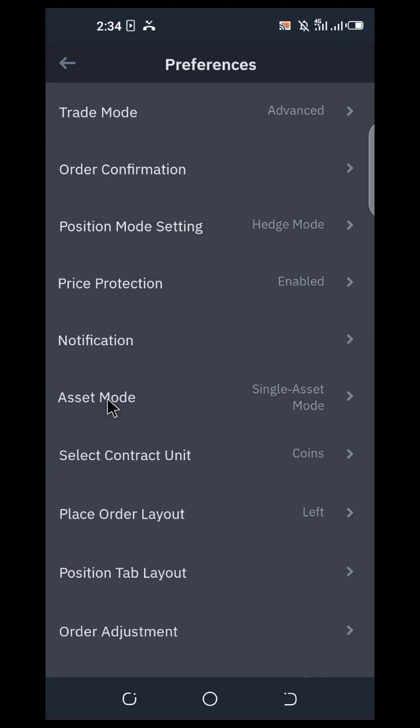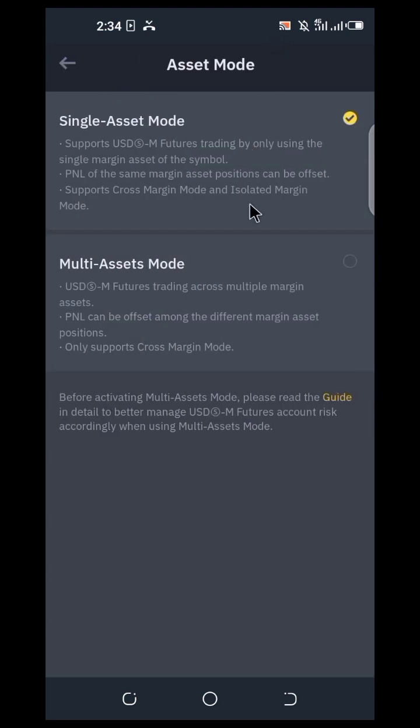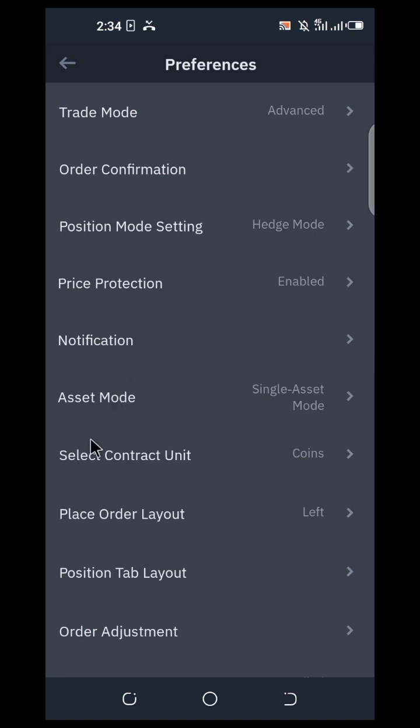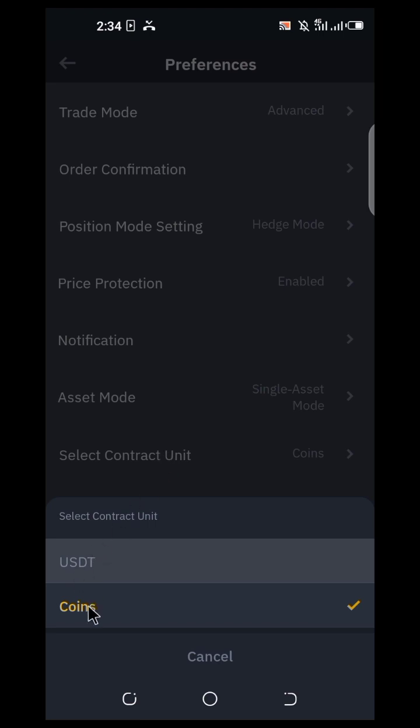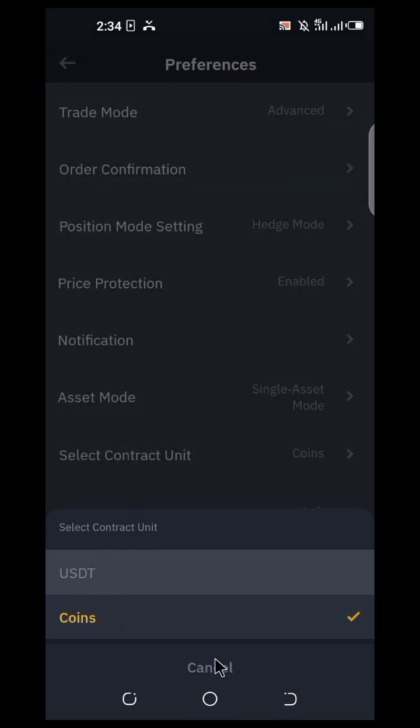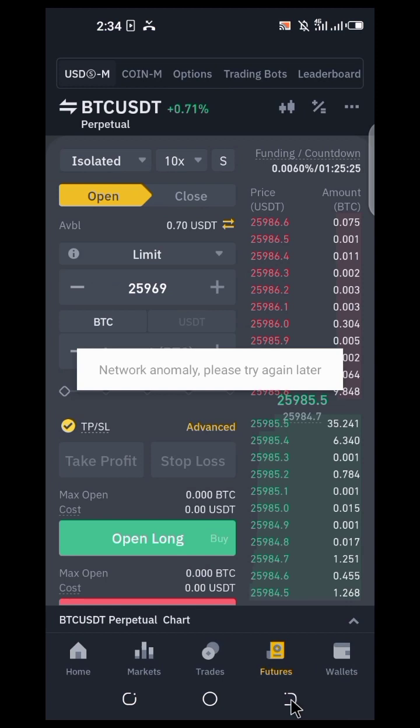Then we have the asset mode. With the asset mode, I've already explained that, so I'm not going to be explaining this again. And then we also have the select contract unit. Okay, so this one is also very important. So you can see mine is under coin. Okay, so let me go back and show you what this means.